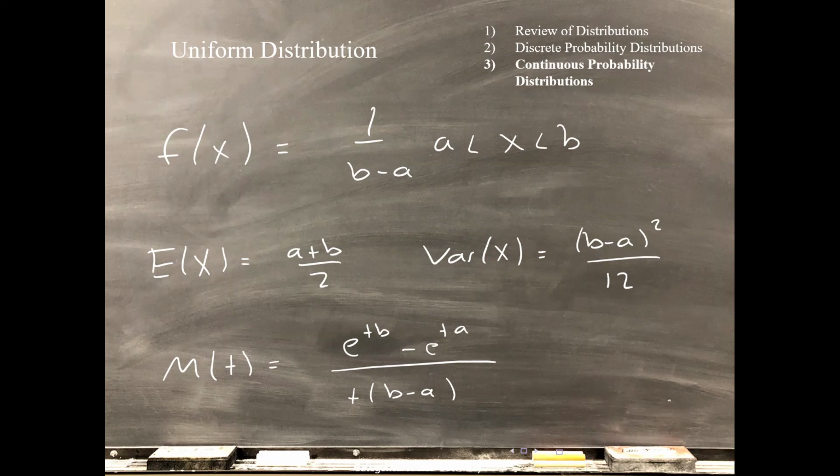The expectation value of x is going to be (a plus b) over 2. So if you think about the interval, that's precisely the midpoint, which makes sense. That's how the average should work out. The variance is maybe a little bit less intuitive, but it takes the form (b minus a) squared over 12. And then the moment generating function is e to the tb minus e to the ta over t times (b minus a).